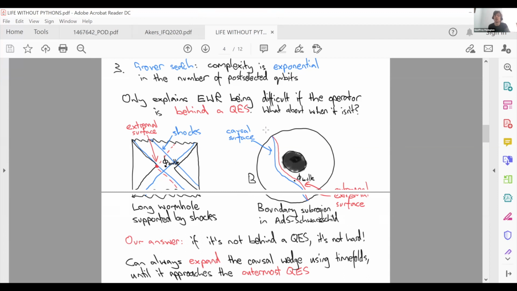Here's another example, just an AdS Schwarzschild black hole, where a boundary region consists of some relatively small region of the boundary. In this case, the causal surface looks something like this blue thing, but the nearest extremal surface is a bit further in. So there's a region that's behind the causal surface, but in front of the nearest extremal surface.